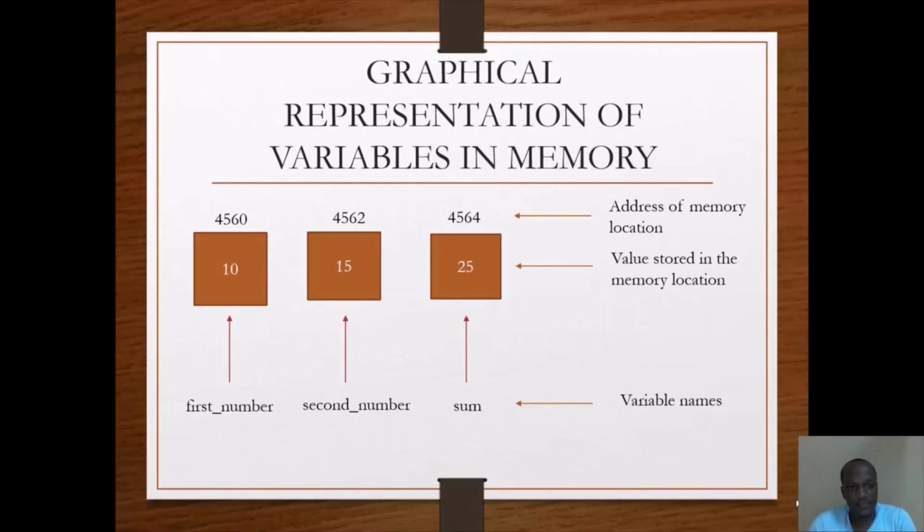In this slide, you can see a representation of variables and a memory location. Below, it's your various variable names. On top of it, we have the memory allocation in the boxes for 10, 15, and 25. And on top of it, we have the address of the memory location. So this generally represents the variables that you have stored in memory.